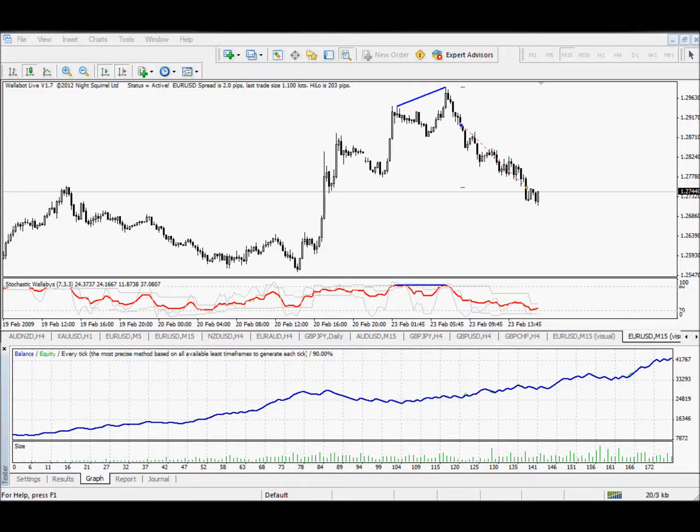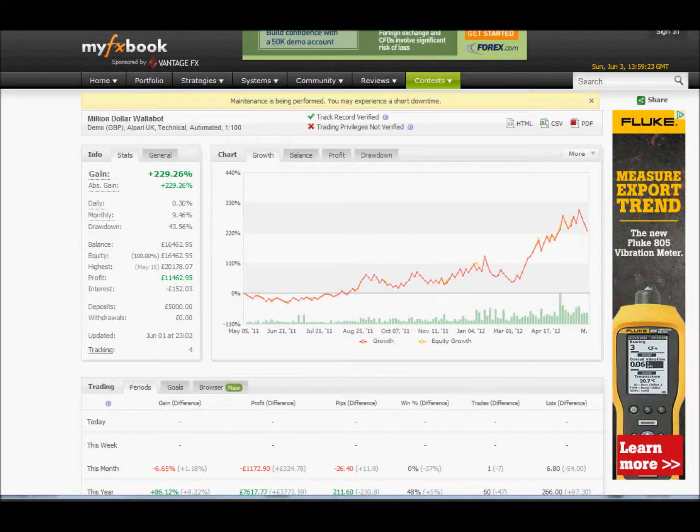Hello, this is Chris Davison, and I want to give you a quick update on Wallabot, and in particular Wallabot Millionaire. Now, for those of you who've been following the progress of Wallabot Millionaire since May of last year, you'll know we've been forward testing it on a demo account where we started with £5,000 and have been trading it live for the last over a year now.